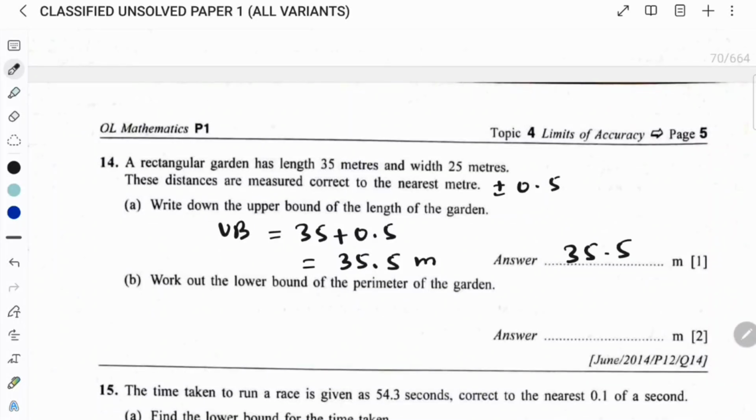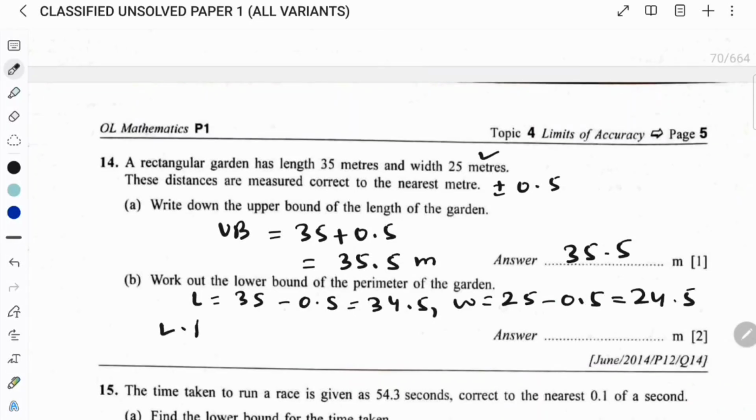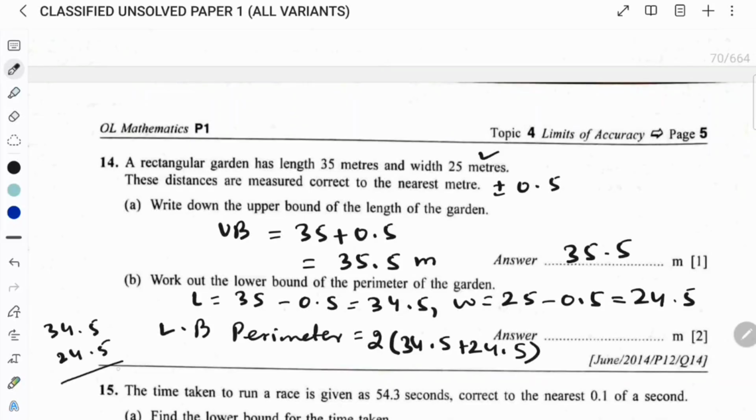So the lower bound of the perimeter means an addition question. The length is 35 minus 0.5, which is 34.5, and the width is 25, so 25 minus 0.5 is 24.5. So the lower bound perimeter is equal to 2 times (L plus B). When you add 34.5 and 24.5, you get 59. So 2 times 59 is equal to 118 meters.